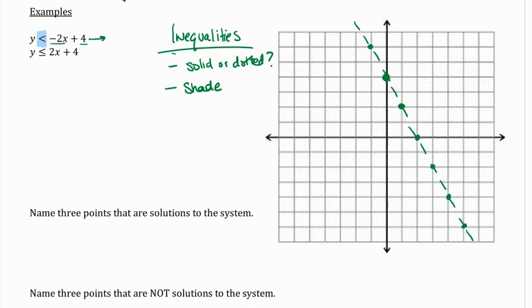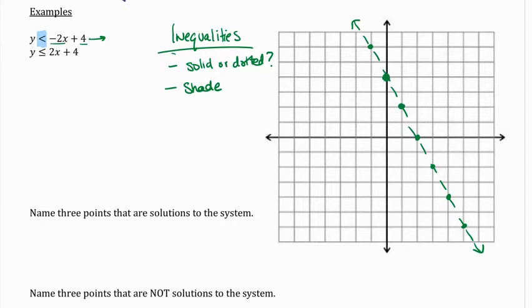There's our first one. And then we've got to shade, right? So if y is less than our line, remember, when we talk about lines on a coordinate plane, we're going to look at up or down. So if it's less than, we're going to shade below the line. If it's greater than, we're going to shade above the line. Don't think right or left. Think up or down, or above or below.